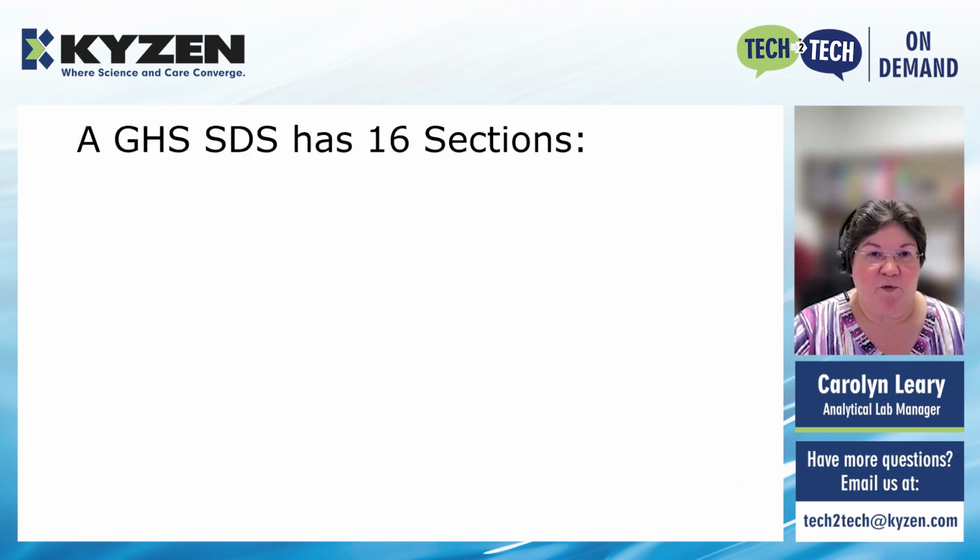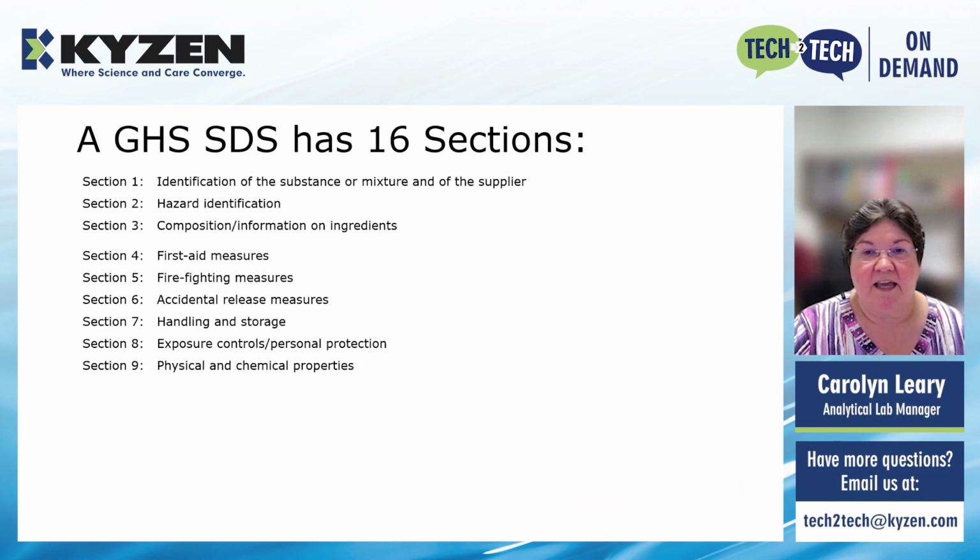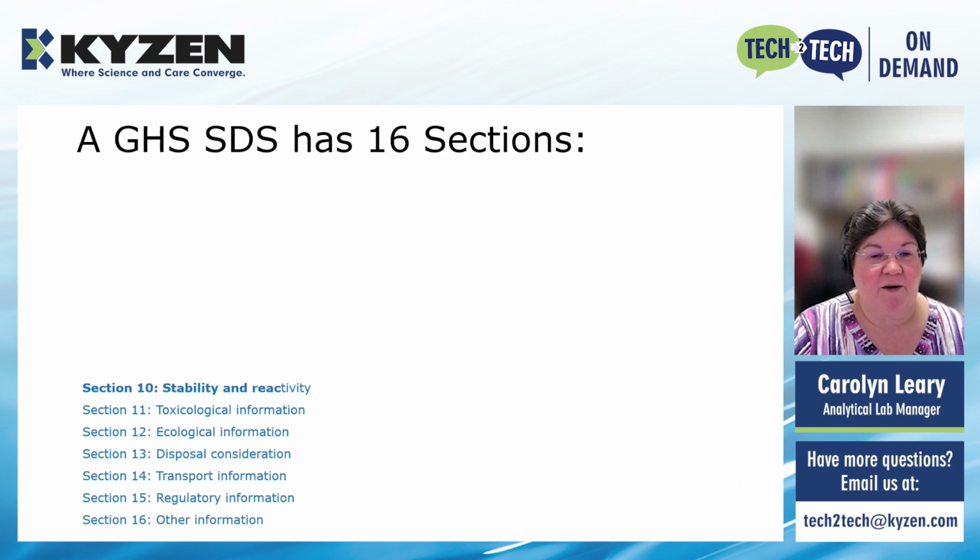Now, we've talked about before that a GHS safety data sheet has 16 sections, and parts 1 through 4 have covered the information contained in the first 9 sections. If you go back to KaiZen's Tech to Tech YouTube channel, you can review these and get more information on these sections. But today, we're going to talk about sections 10 through 16. Section 10 is the stability and reactivity.